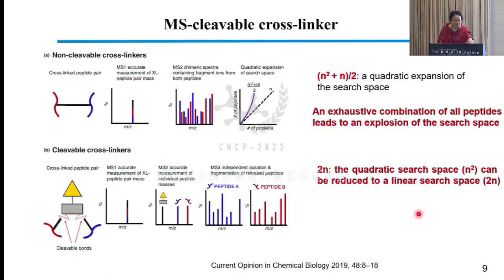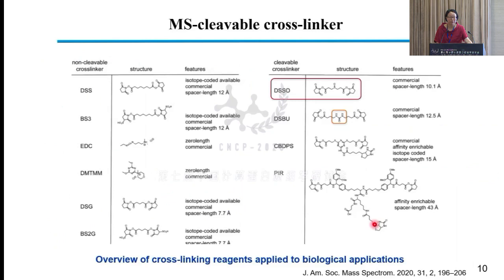And the other question is the large search space, especially for the non-cleavable cross-linkers. An exhaustive compilation of all peptide pairs leads to an explosion of the search space. Then cleavable cross-linkers appeared. They can cleave the cross-linked pairs into two linear peptides, then it can reduce the search space to a linear search space. A lot of mass-cleavable cross-linkers have been developed.